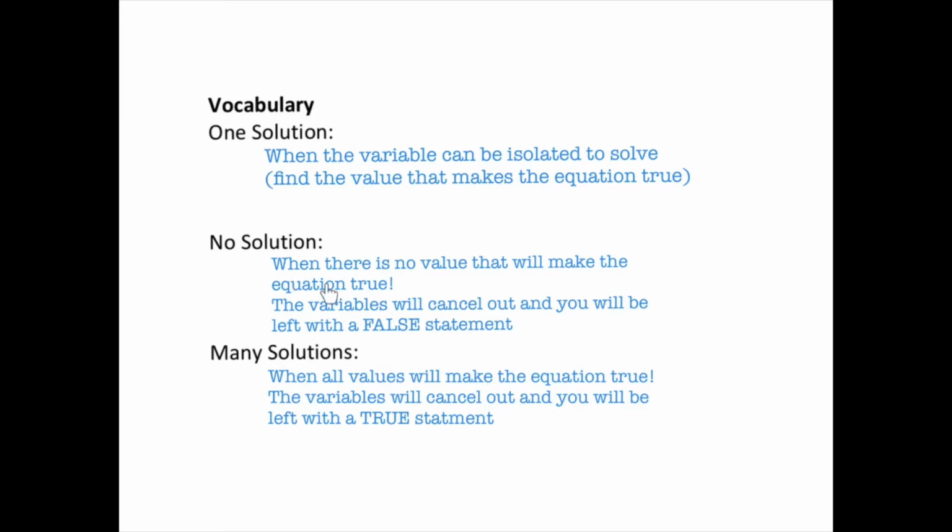No solution is when there is no value that will make the equation true, and we'll see through some examples that the variables will cancel out and you will be left with a false statement. Many solutions is when all values will make the equation true, and when we're solving these, the variables will cancel out and you will be left with a true statement.